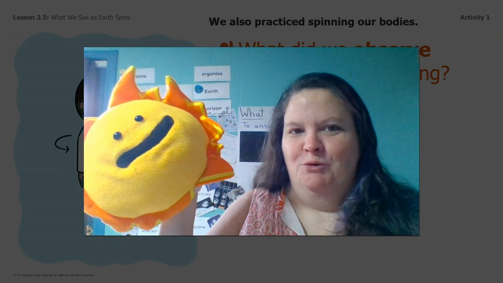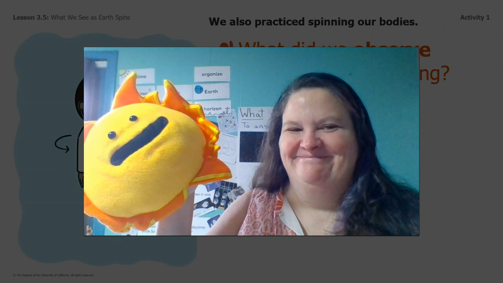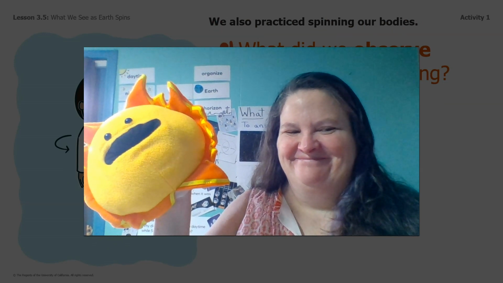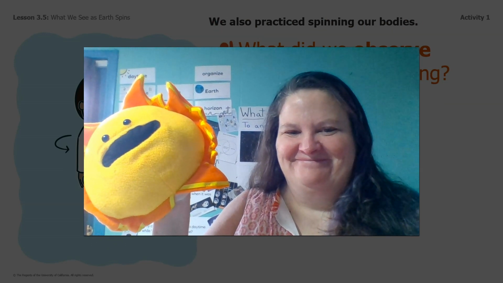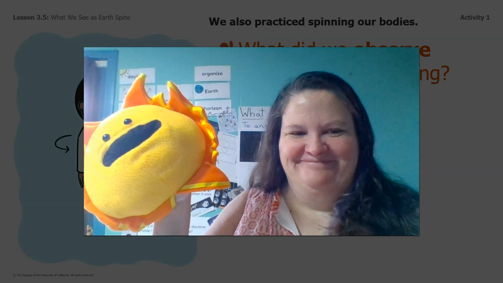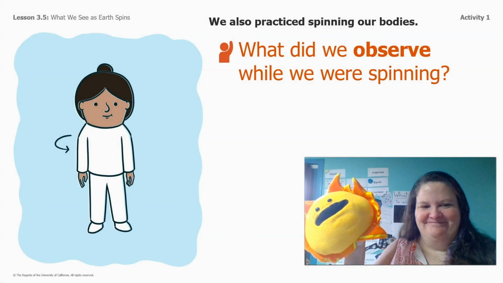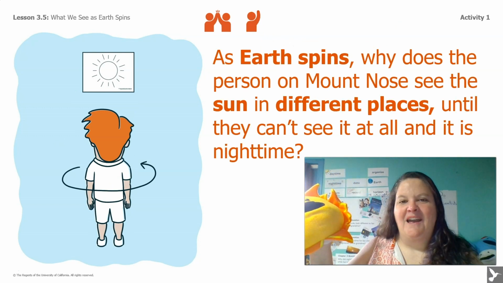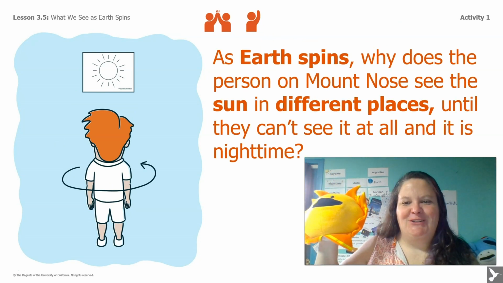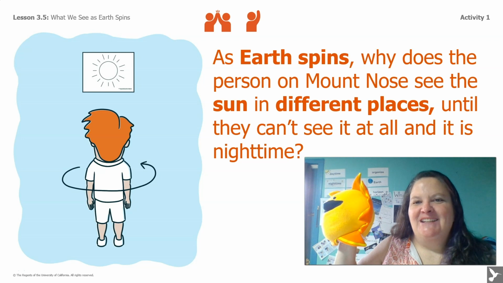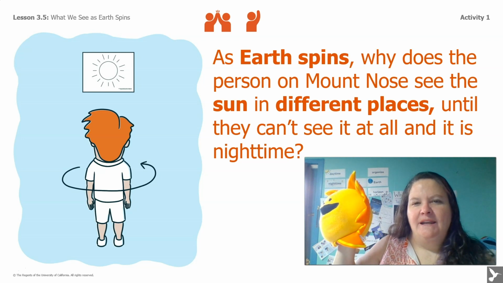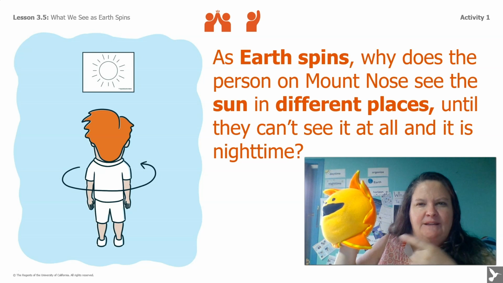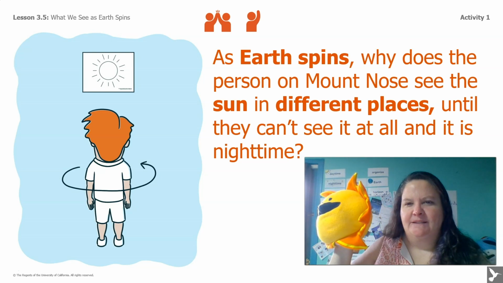Spinning, spinning, spinning. Can you guys take a minute to talk to your partner? So as the Earth spins, why does the person on Mount Nose see the sun in different places until they can't see it at all and it's nighttime?